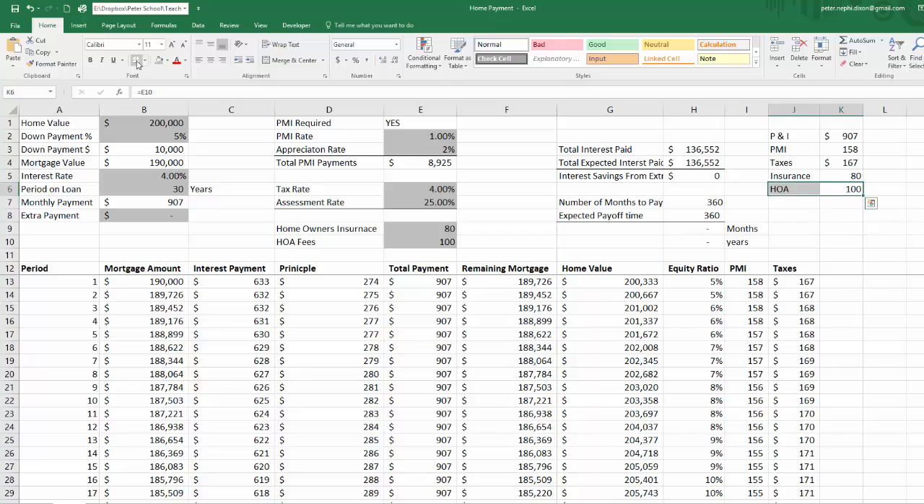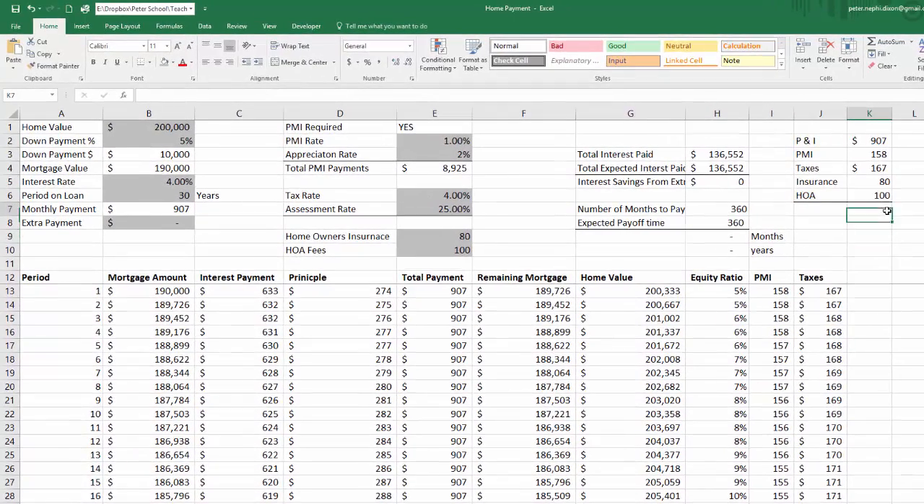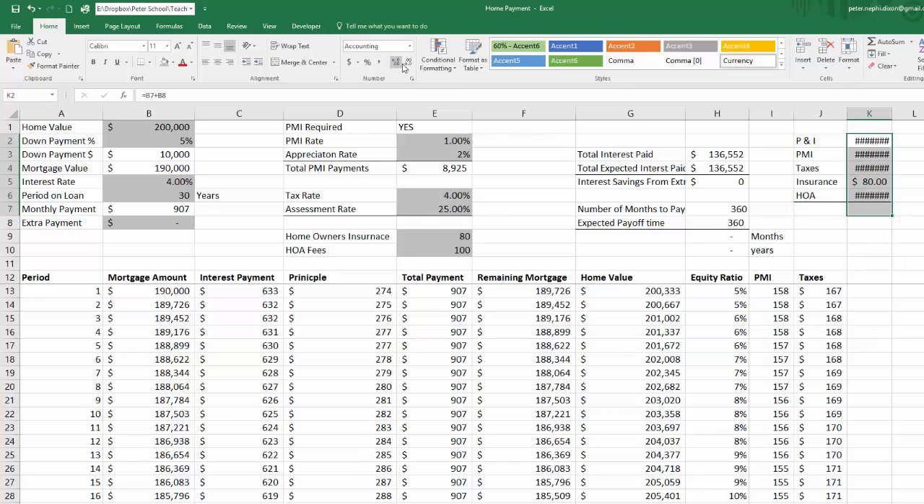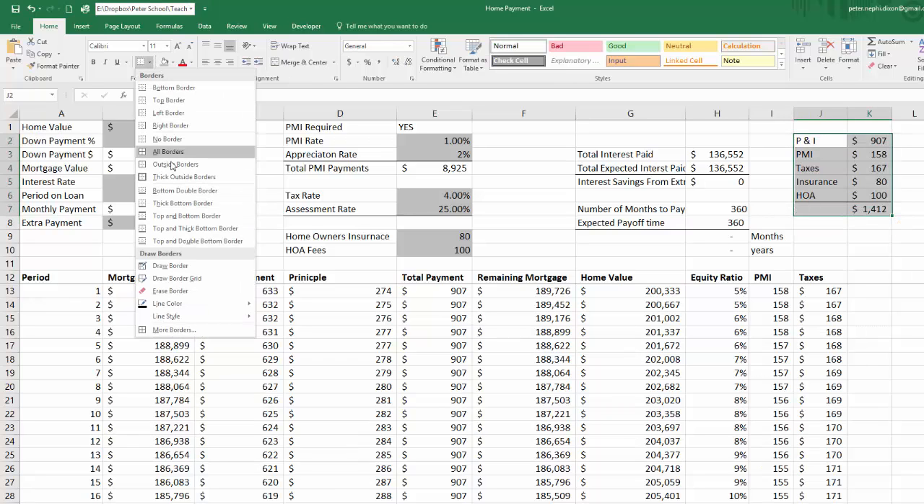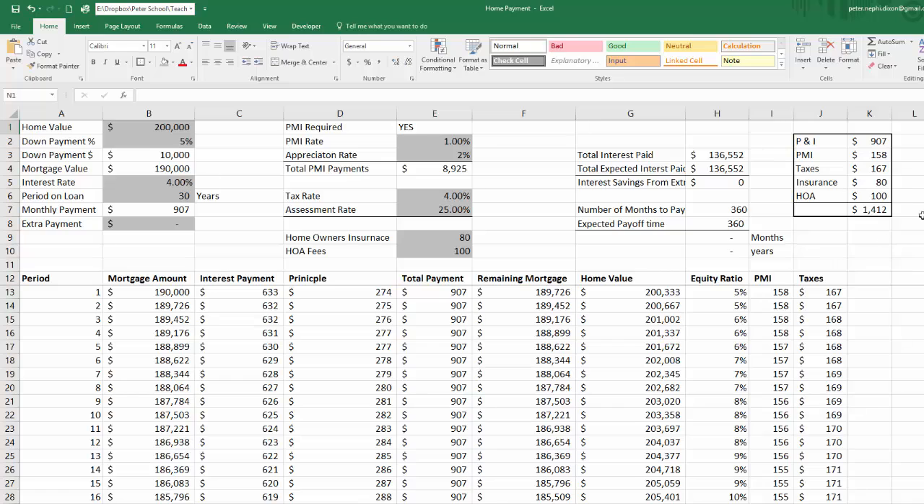So now we have a good overview of exactly what it's going to cost you to actually buy this home. And it's just going to be the sum of all of these things. So what we can see here is that this $1,400 a month is going to be your total monthly payment.